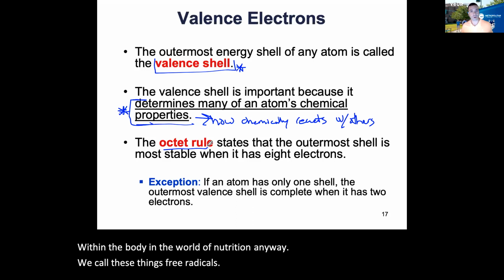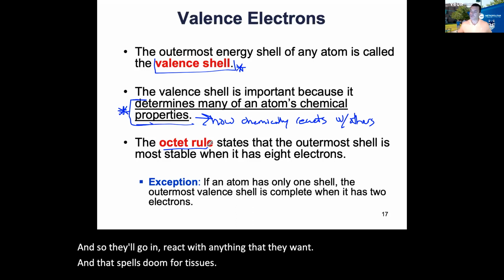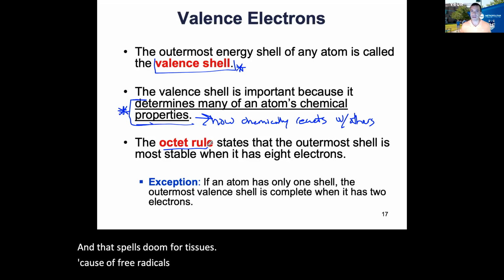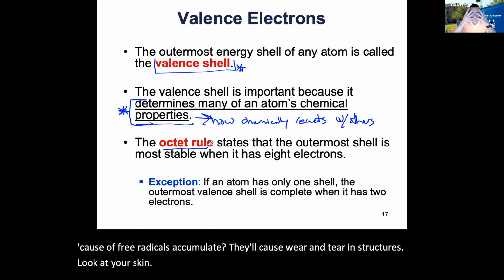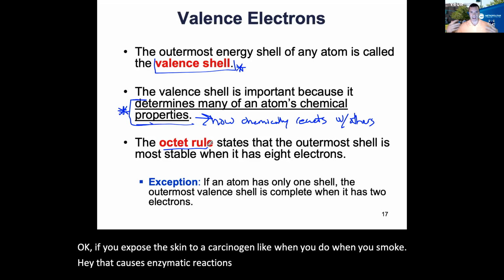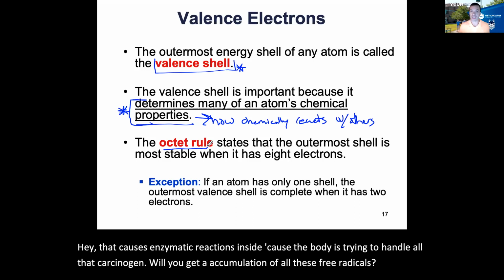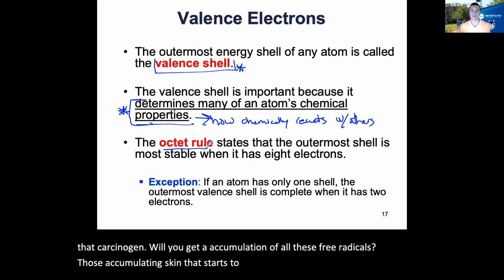And free radicals have an opening, and they don't like having an opening. And so they'll go and react with anything that they want. And that spells doom for tissues, because if free radicals accumulate, they'll cause wear and tear in structures. Look at your skin. If you expose the skin to a carcinogen, like when you smoke, that causes enzymatic reactions inside because the body's trying to handle all that carcinogen. Well, you get an accumulation of all these free radicals. Those accumulate in the skin. That starts to wear down those collagen fibers, and then that person looks really old.